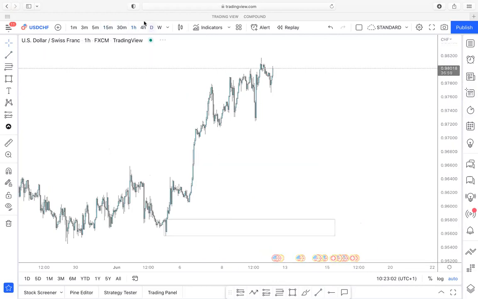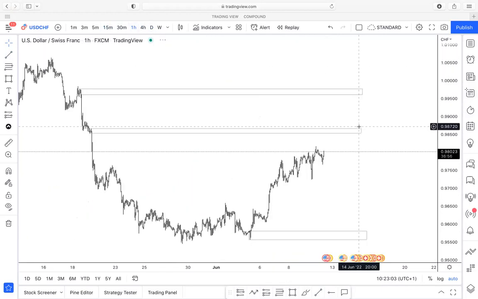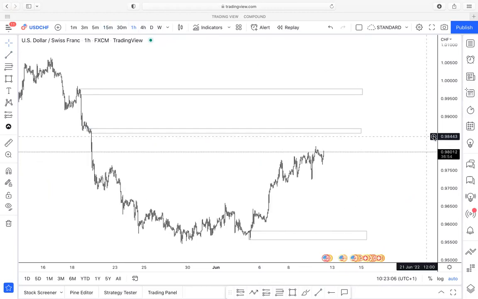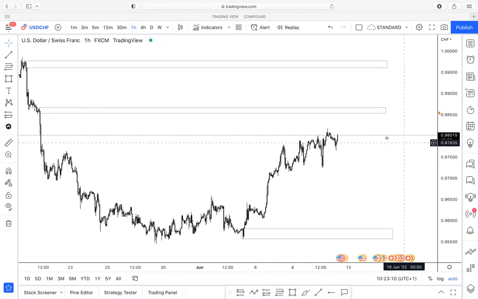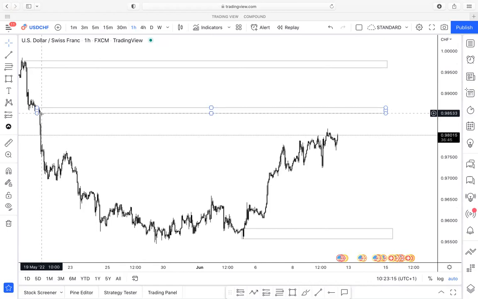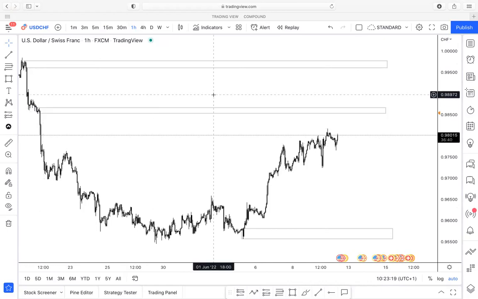USD Swiss franc. The same thing. Look, these zones here. So always look to the left. Yeah. So I'll be only interested for the sell from here. As you can see, there's a buy to sell candle here.